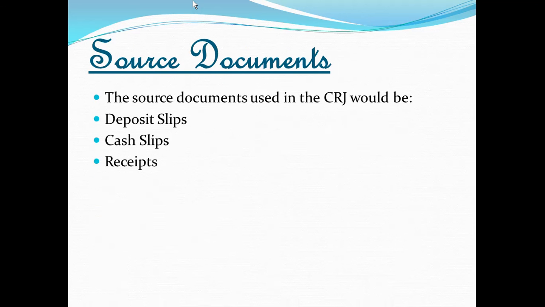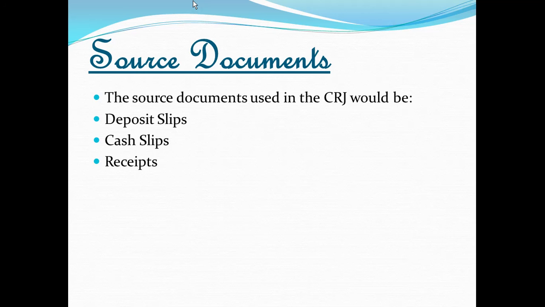Now the source documents. Which source documents relate to the cash receipts journal? All the documents which you will draw up when you are receiving cash. First of all, a deposit slip. So when you deposit the money into the bank account, it indicates that money was received into your bank. Cash slips, meaning that when someone comes to buy things from you, you will issue them with a slip.